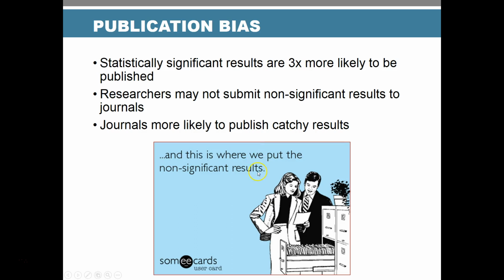All right, so here's a joke. This is where we put our non-significant results. But the problem is that then we get a biased representation of what the actual effect is. If all of the studies that showed no effect don't get published, and only the studies that do show an effect get published, it's going to look like there's a strong effect, but really there were a lot of studies that didn't support that. They just ended up in filing cabinets.